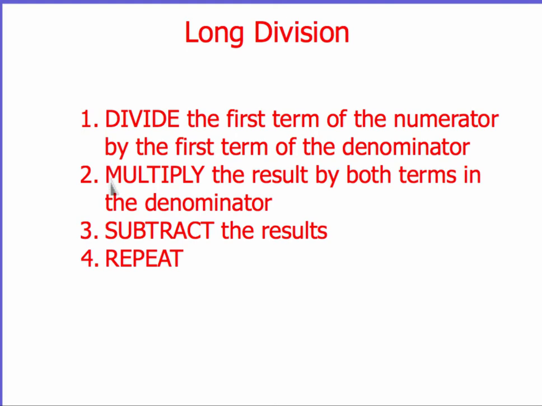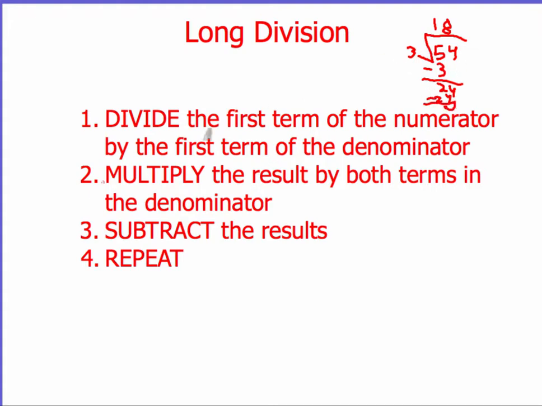Long division is just like doing long division when you were in elementary school. What if we did 54 divided by 3? We'd ask, how many times does 3 go into 5? It goes in one time. 1 times 3 is 3, and we subtract. Now we've got a 2. Bring down our 4. 3 goes into 24 8 times, and 8 times 3 is 24. 24 minus 24 is 0.